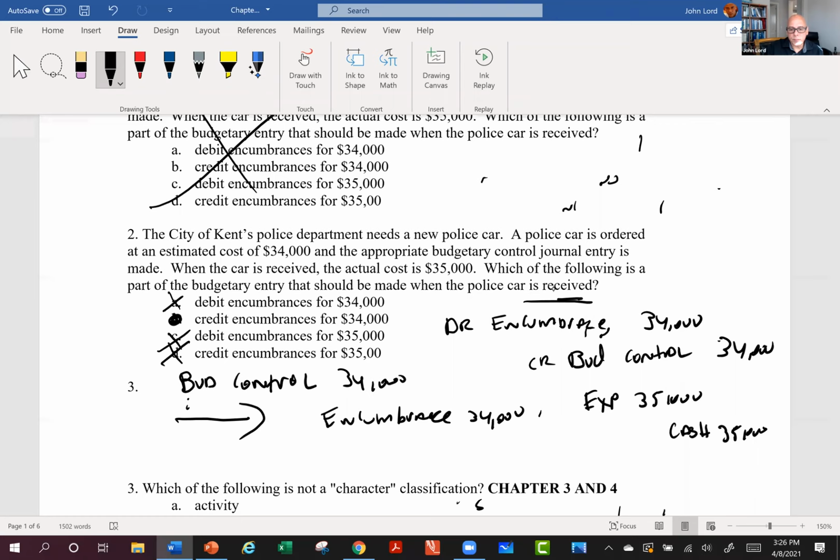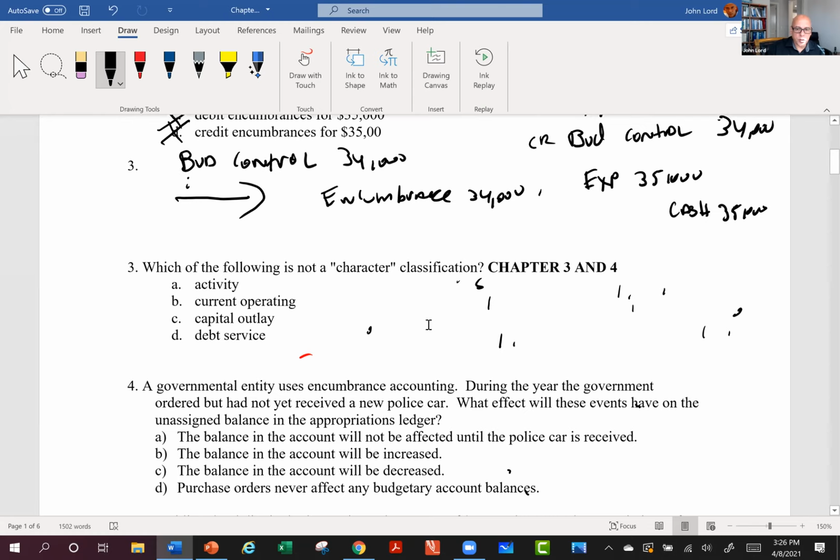Okay, good. Let's look at number three. Which of the following is not a character classification? I say chapter three and four. I think this was actually chapter two? Okay, so at one time that was maybe a three, four question. I might have mislabeled it, but I'm asking it in chapter four, but it really was from chapter two.